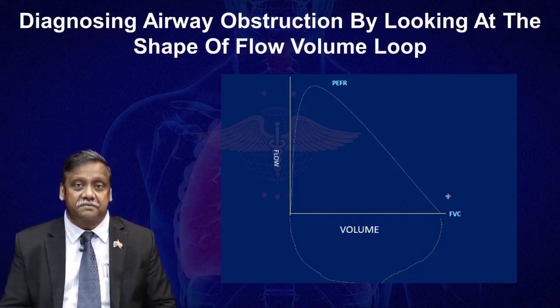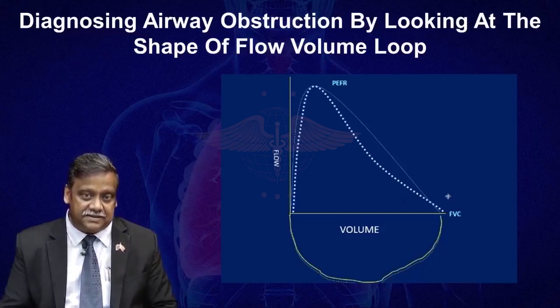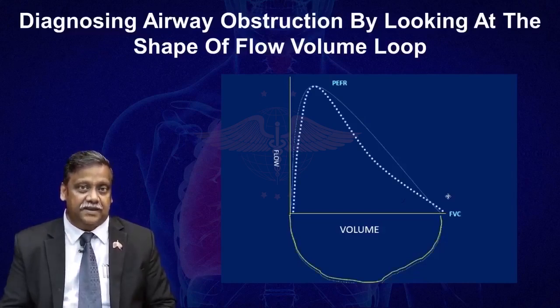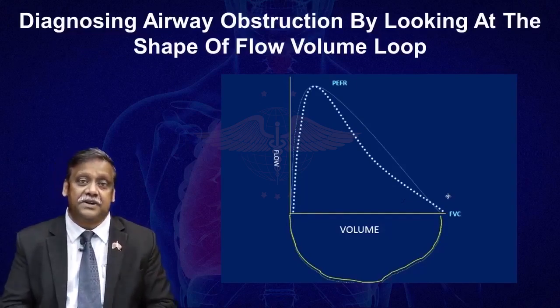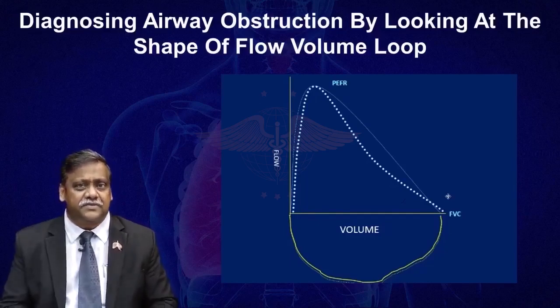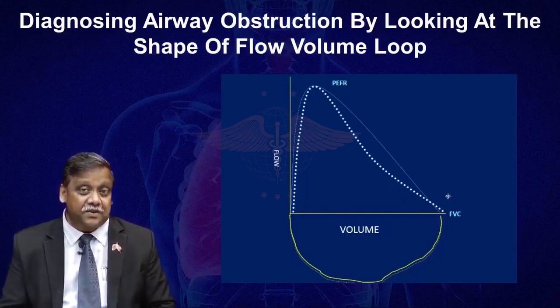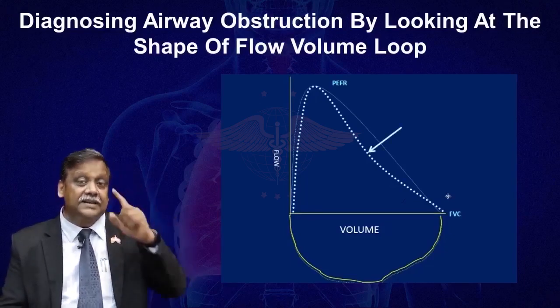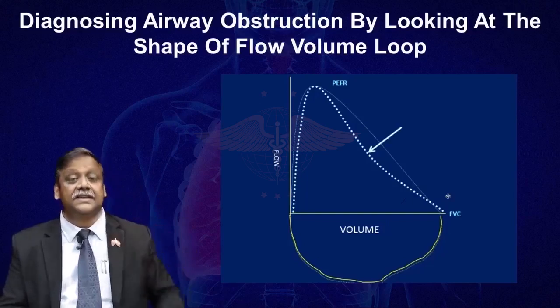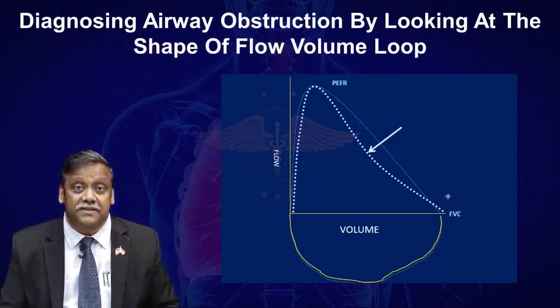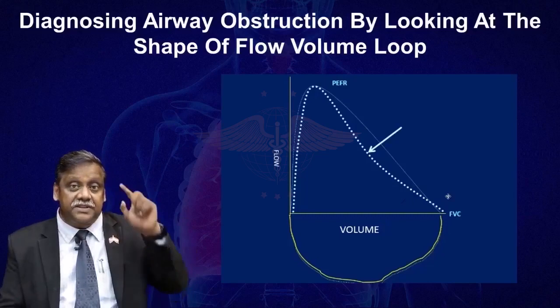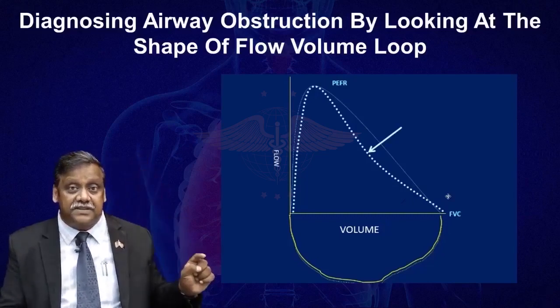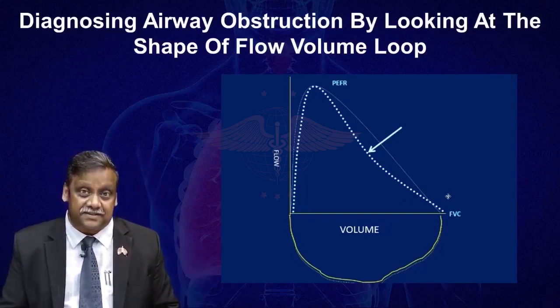Now when this person develops mild obstructive airway disease, this is how the line looks. What has happened to the PEFR value? No change. What has happened to the FVC value? No change as compared to that of a normal healthy person. So what is different over here? Can you see this concavity? That curve between PEFR and FVC? That concavity that appears is indicative of obstructive airway disease. And if this concavity is present with a normal PEFR and a normal FVC, this is mild obstructive airway disease.